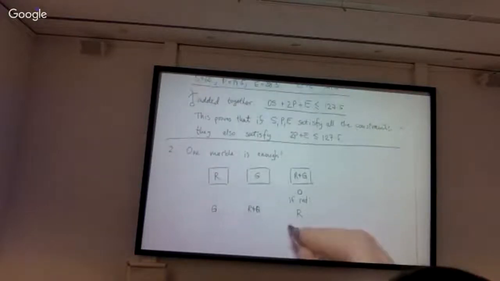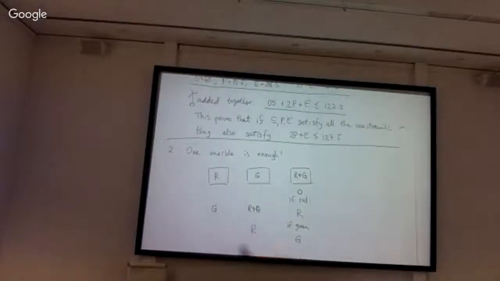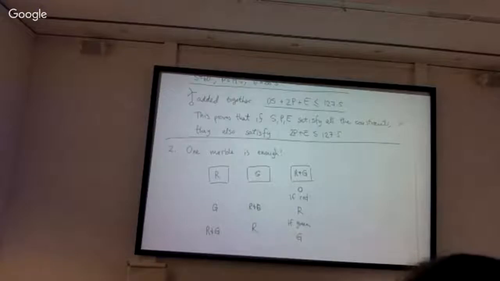If it's green, then obviously this one's green. And this one must be red, and this one must be red and green. That's quite easy. So it has nothing to do with what we're doing in the rest, but it's a nice puzzle.